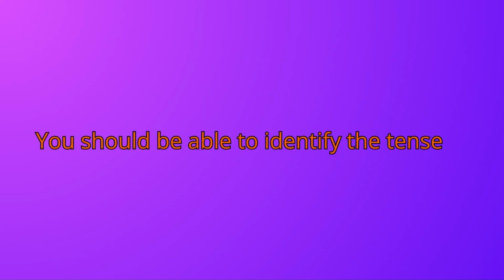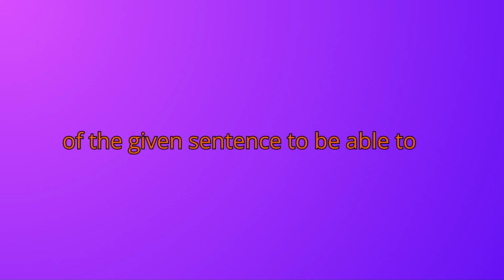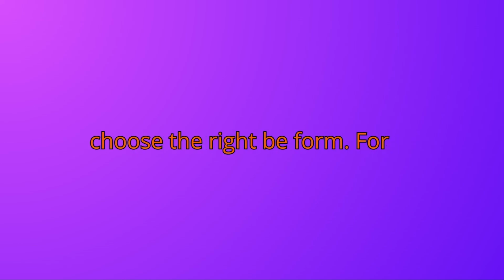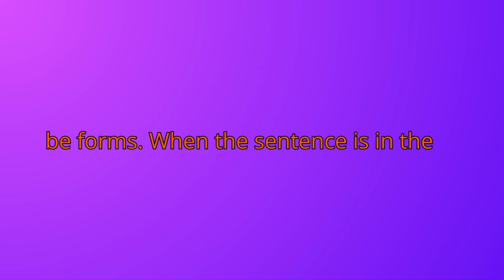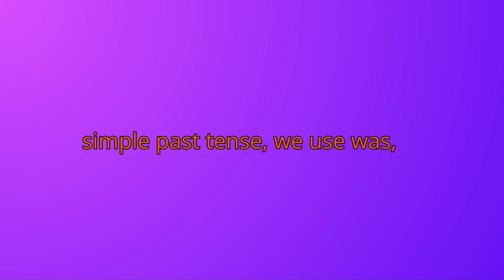You should be able to identify the tense of the given sentence to be able to choose the right be form. For example, when the sentence is in the simple present tense, we use am, is, or are as be forms. When the sentence is in the simple past tense, we use was, were as be forms.